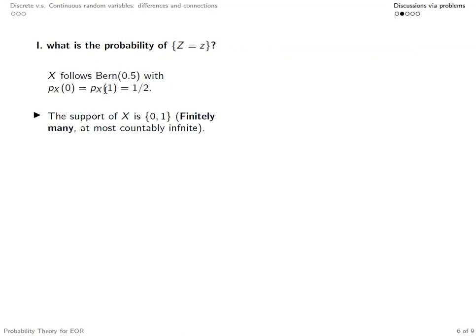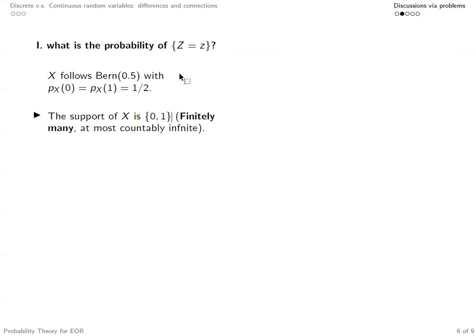What is the support of X? It is simply 0 or 1, right? There are two possible values that could be taken by this discrete random variable. So a discrete random variable takes finitely many possible values, or at most countably infinite. And in this case, there are only two possible values.